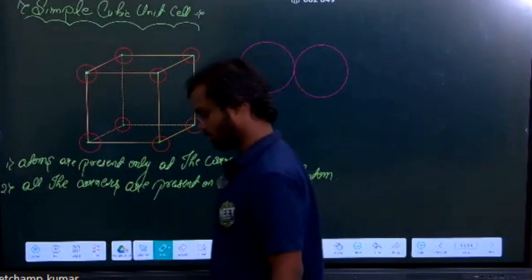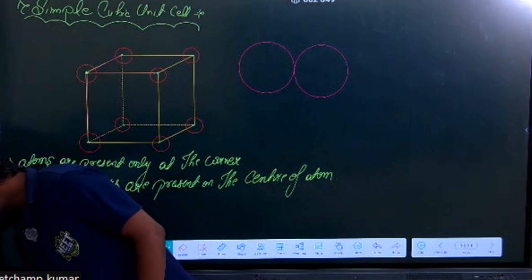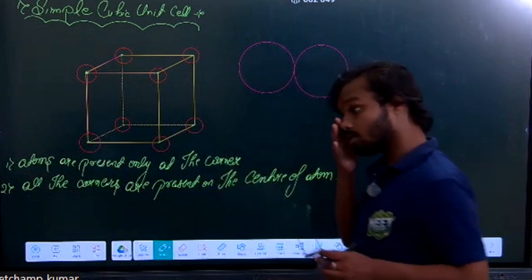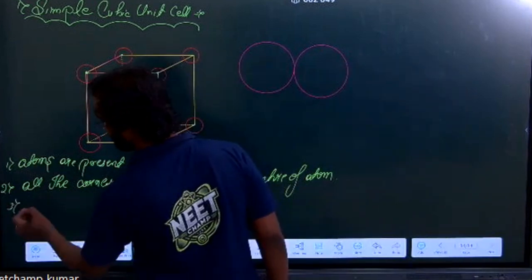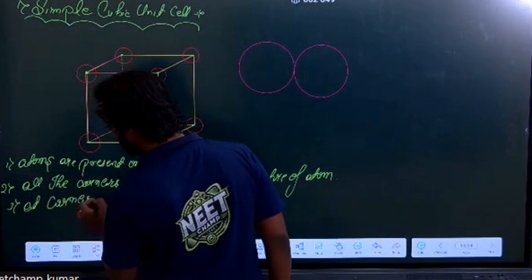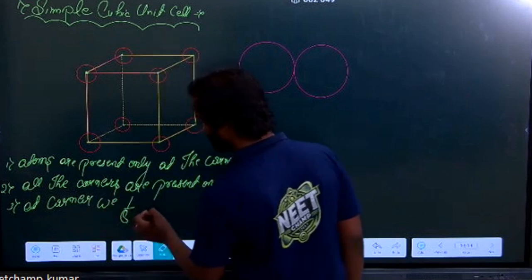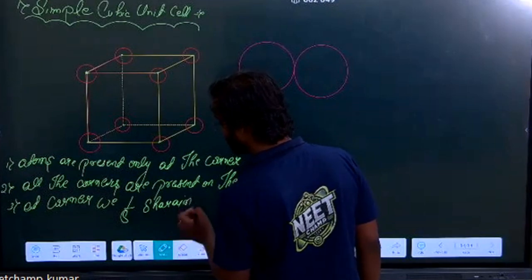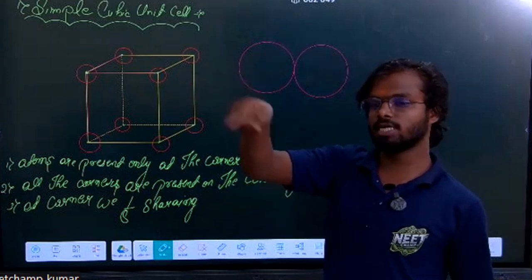Clear? That is the second point. Third important point: at corners, how much sharing is there? At corner, we have 1 by 8 sharing. Means one atom shares the 1 by 8th portion. If you see at the corner, one atom is sharing 1 by 8 portion.